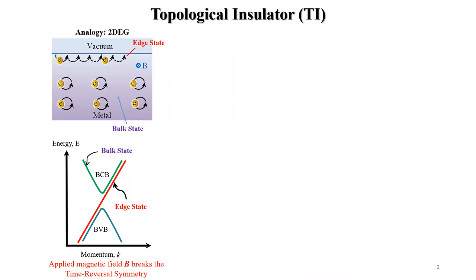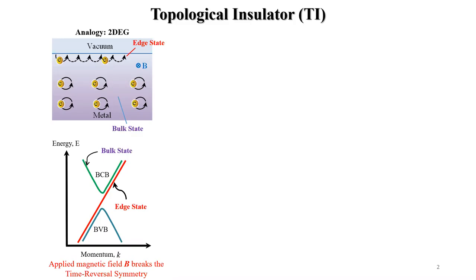Consider a 2D electron gas system with a very strong applied magnetic field. The electrons inside the 2D electron gas will be pinned down and gyrate around the magnetic field. This cyclotron motion of the electrons makes the inside of the 2D electron gas become an insulator. When we plot the dispersion relationship of this system, which is the energy as a function of momentum, we have a gap between the bulk conduction band and the bulk valence band.